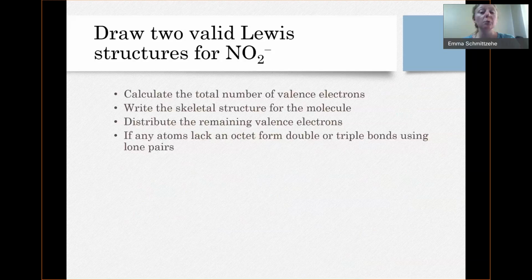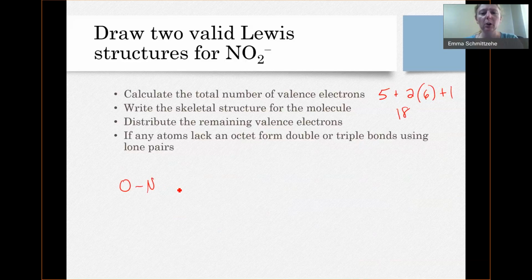Now I've got NO2 minus, the nitrite ion. So if we have the nitrite ion, we've got 5 valence electrons for nitrogen, and each oxygen gives you 6. And then we have a negative charge, meaning we've got 1 extra. And so we've got 18 total electrons. Oxygen doesn't like to be in the center, so that means nitrogen's going to be in the center. Also, nitrogen's written first, so that's usually your hint that it's in the center.